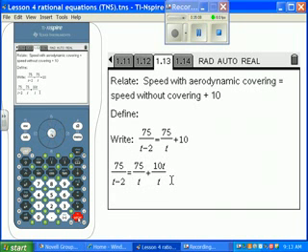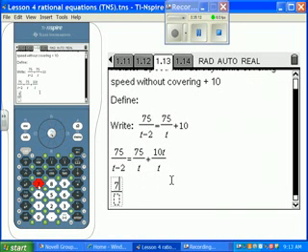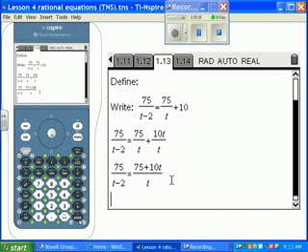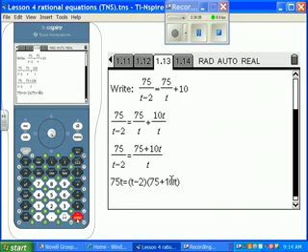Okay, so now I'm going to make this one fraction: 75 over t minus 2 equals 75 plus 10t over t. Are we okay with that? Yeah. Now what? Cross multiply. 75t equals. Now, what do we have to do here? I have two binomials. How do I multiply two binomials? FOIL.